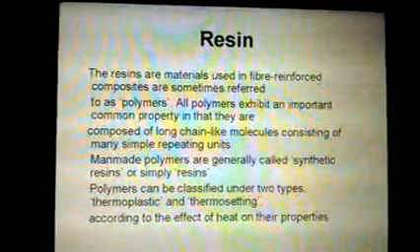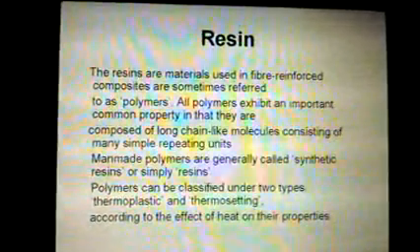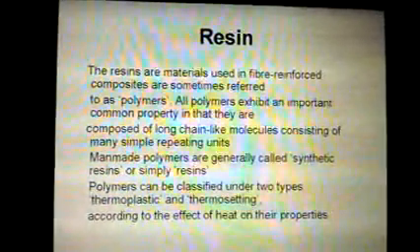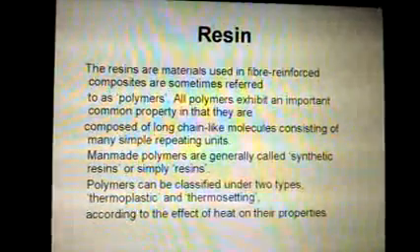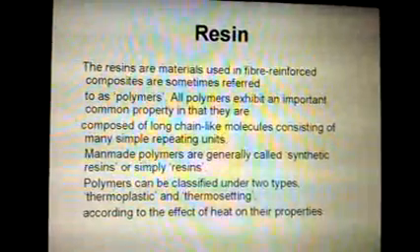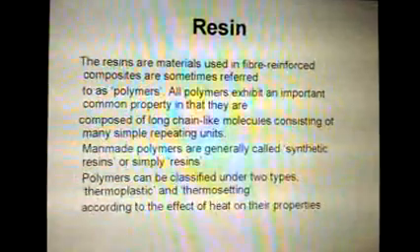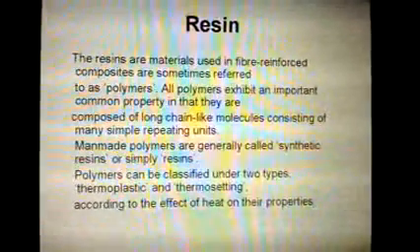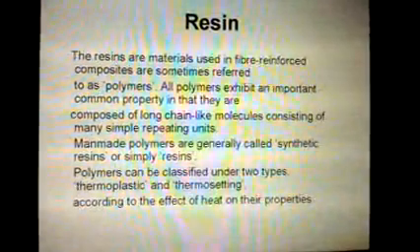Resins are the materials used in a fiber reinforced composite, and are sometimes referred to as polymers. All polymers exhibit an important common property in that they are composed of long chain molecules consisting of many simple repeating units. Man-made polymers are generally called synthetic fibers.